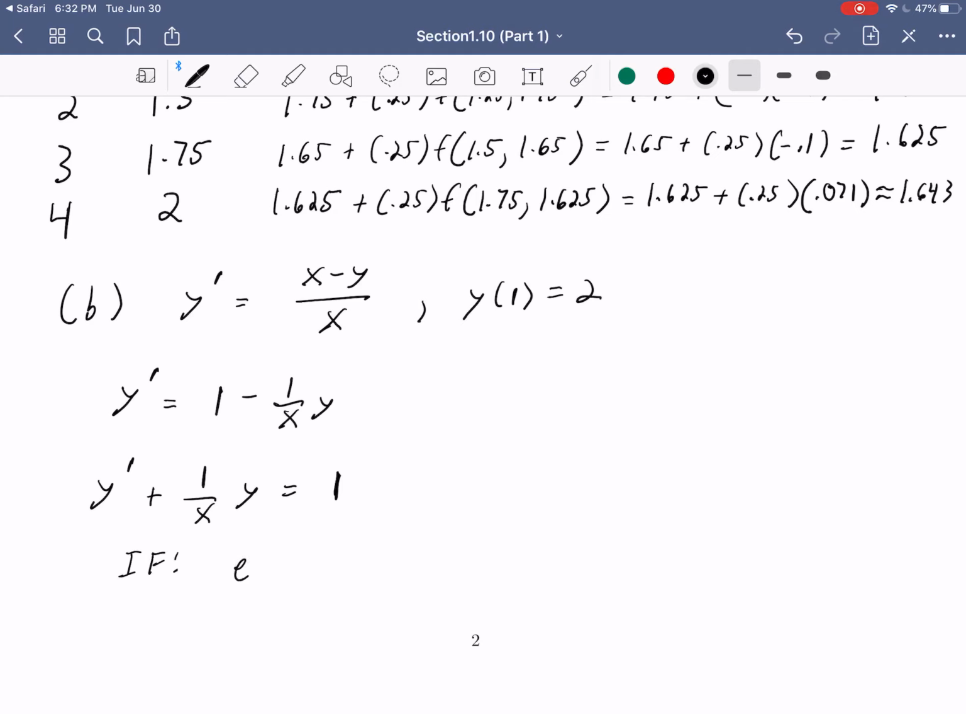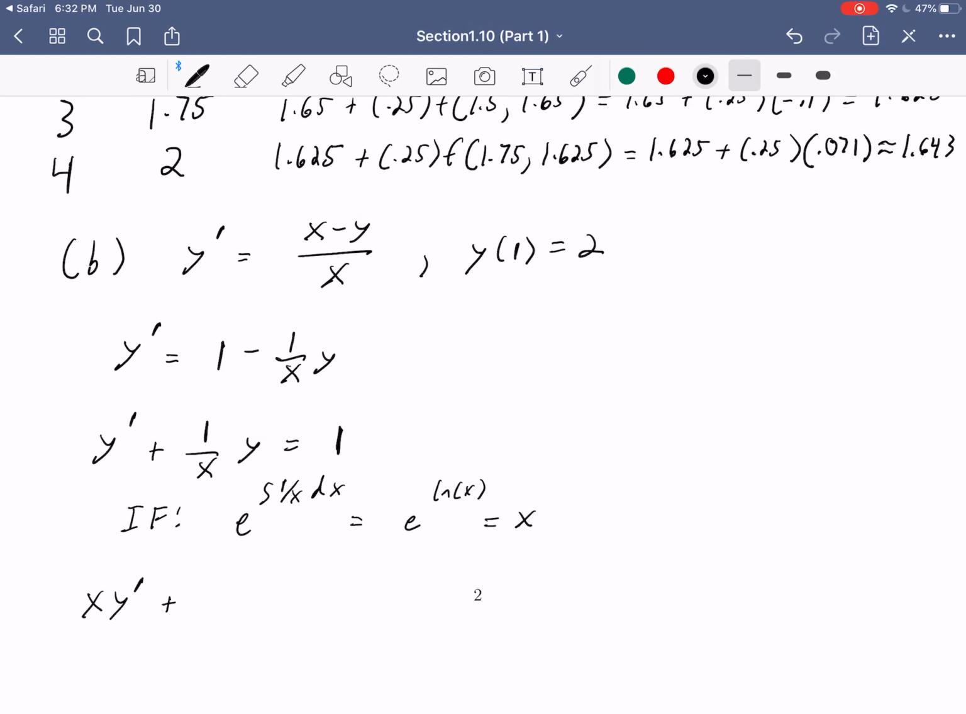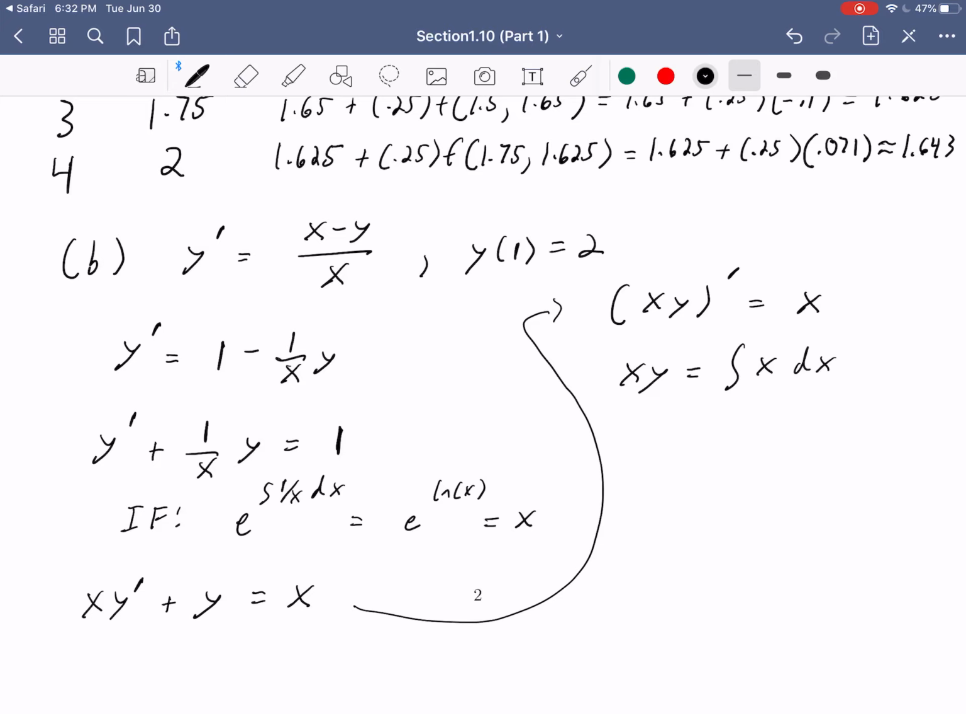So the integrating factor here is e to the integral 1 over x dx, which is e to the ln x, which is going to be just x. So let's multiply both sides by x. So we get x y prime plus y is equal to x. We'll go ahead and solve that over here. The left-hand side has to be a product rule, so it's x y prime is equal to x. Integrate both sides with respect to x, so x y is the integral of x dx. x y is 1/2 x squared plus c. And divide by x, I guess we get 1/2 x plus c over x.